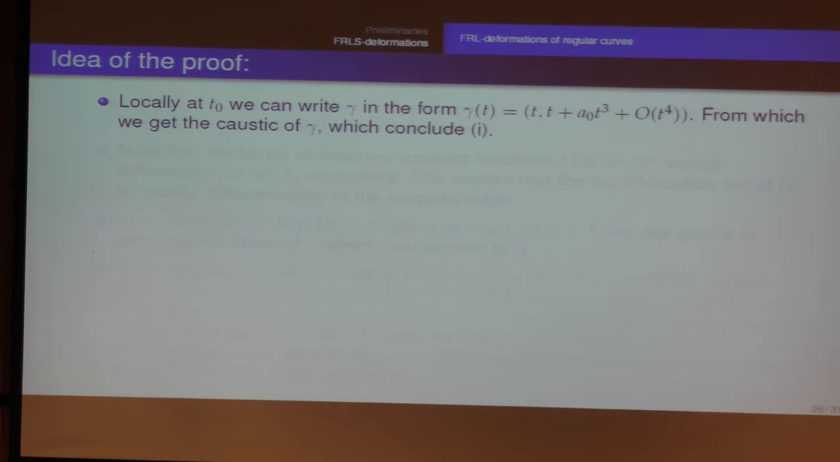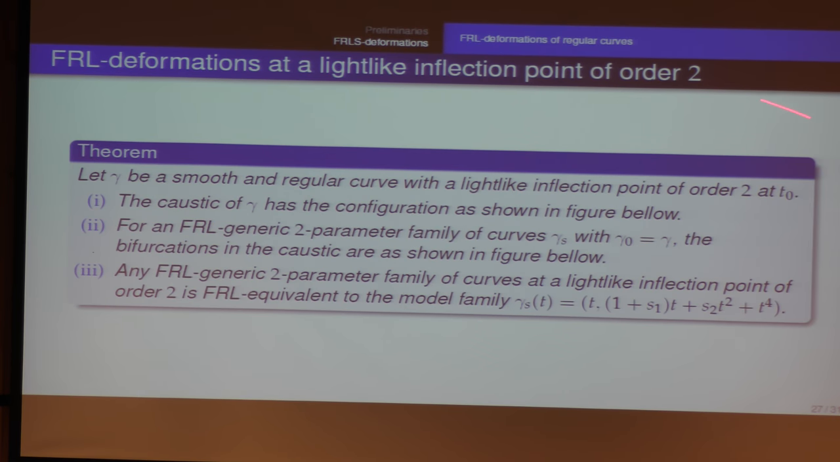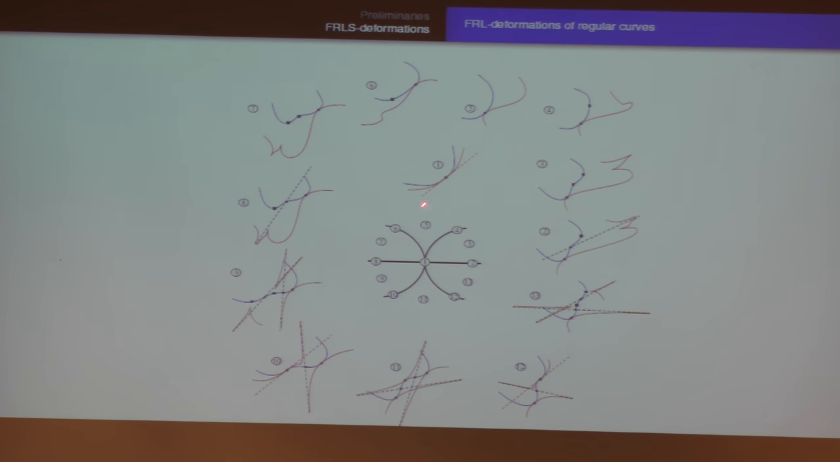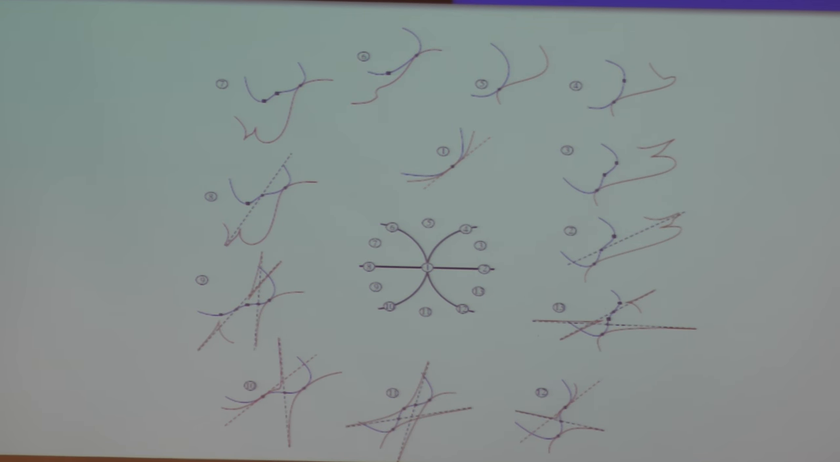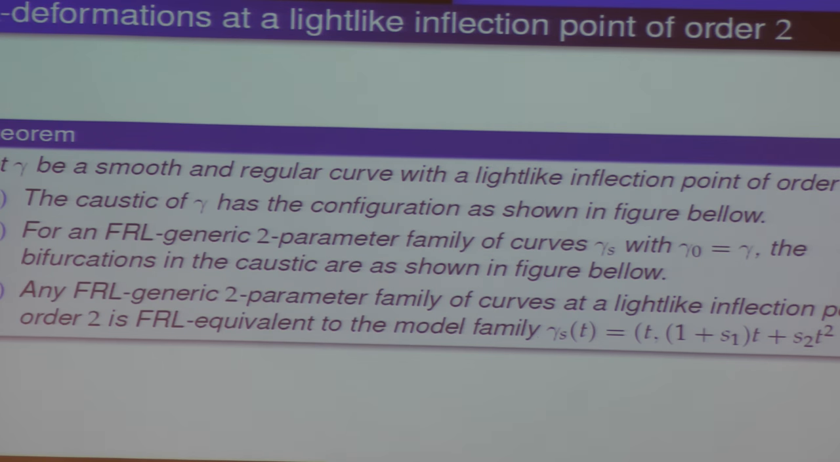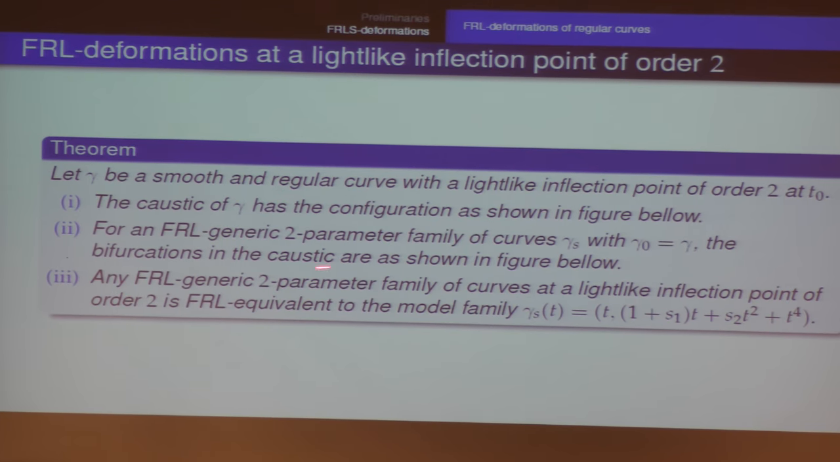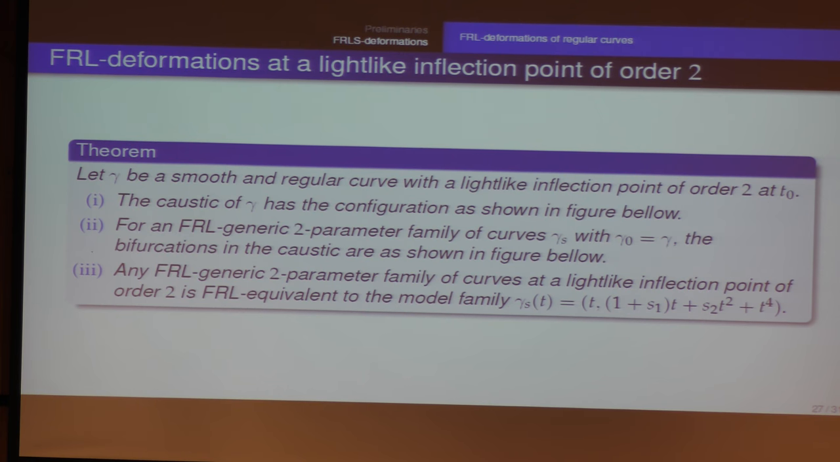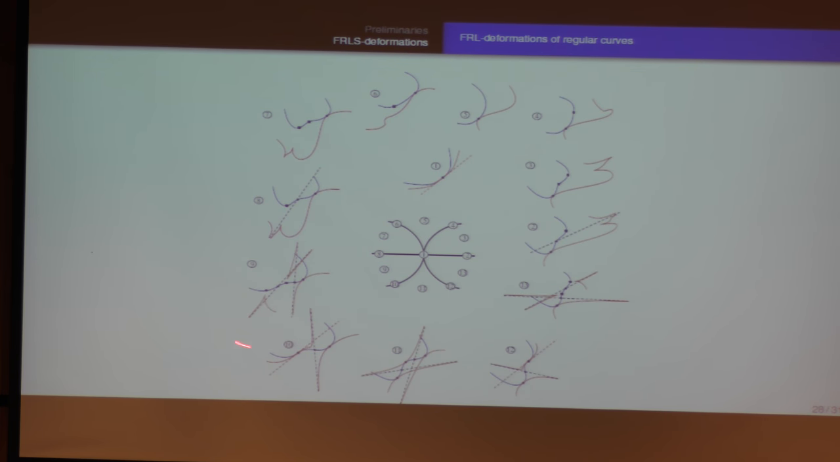Now, for the case of light-like inflection points of order 2, we have firstly the behavior of the caustic given in this figure. The caustic is composed of the diagonal line counted twice and a regular curve. Secondly, if we have an FRL generic two-parameter family of curves which contains the original curve, then the bifurcations on the caustic are given by this figure. We observe that the bifurcation diagram consists of two cusps and one regular curve.